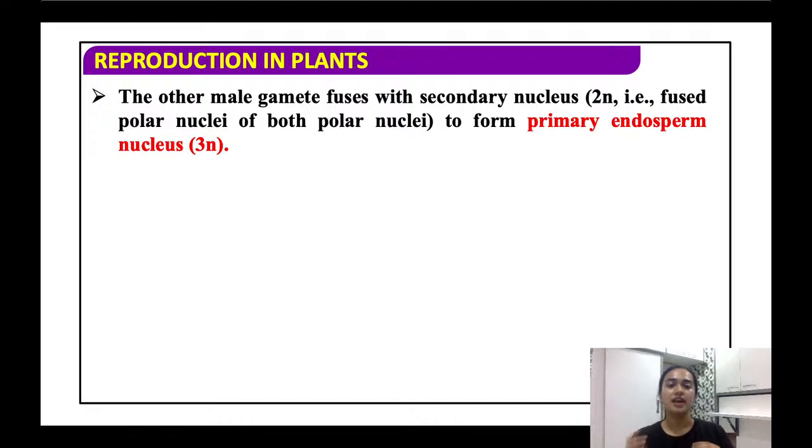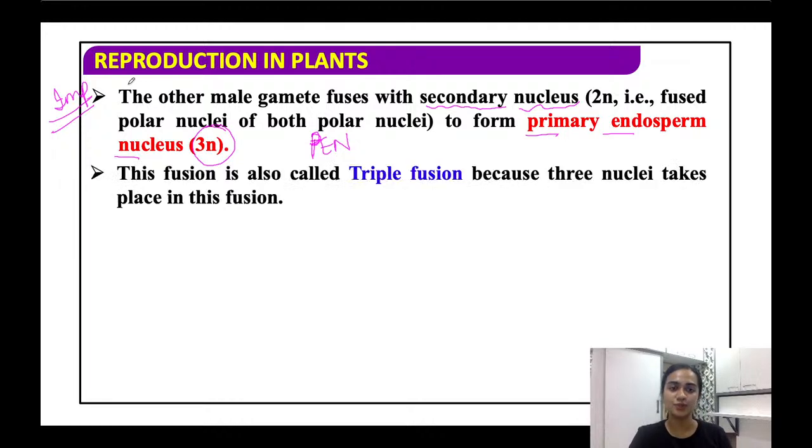See, I told you there are two male gametes. One has gone and fused with the egg. Now the other male gamete will go and fuse with the secondary nucleus. All right? And this will give rise to PEN, the primary endosperm nucleus, and it is triploid in nature. Very important point this is. It has 3N ploidy, and it is the primary endosperm nucleus.